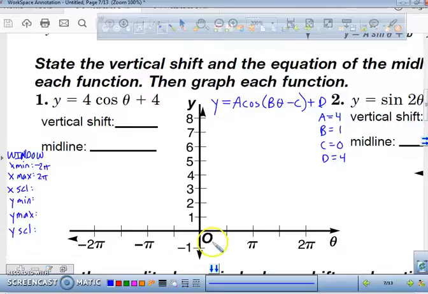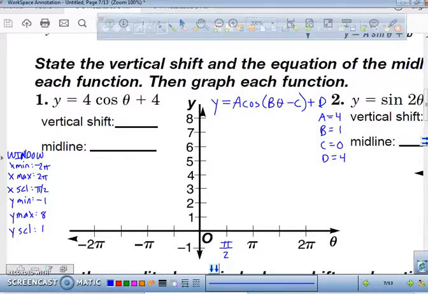What's our x scale though? What does every single tick mark right here represent? That distance is going to be pi over 2. From here to here is pi over 2. So for x scale, put pi over 2. Y minimum, put a -1. And y maximum, put a +8. For the y scale, put a 1. So we're going to go and do that in your graphing calculator right now.